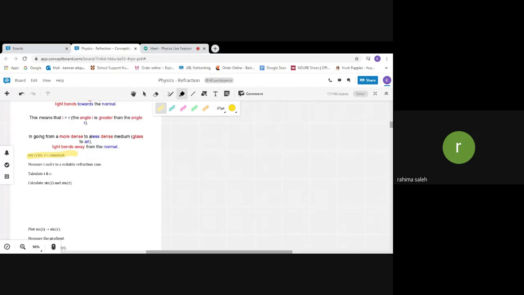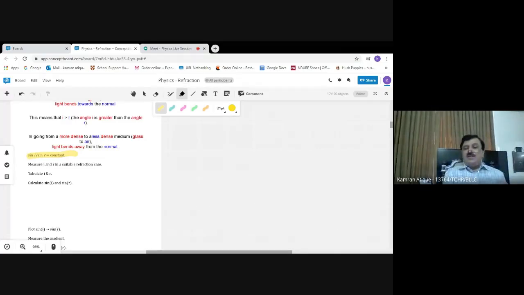The incident ray, the refracted ray, and the normal lie on the same plane? That is the second one. Yes, this is also a law of refraction, but that is not important from our syllabus point of view. That law is that the incident ray, the normal line, and the refracted ray all lie in the same plane. But the first law is a very important one, and I have highlighted it on the screen also. That law is?